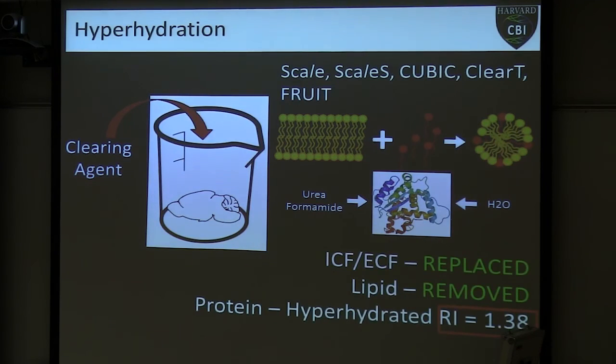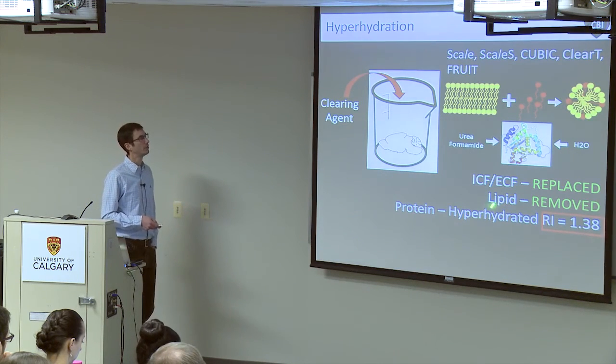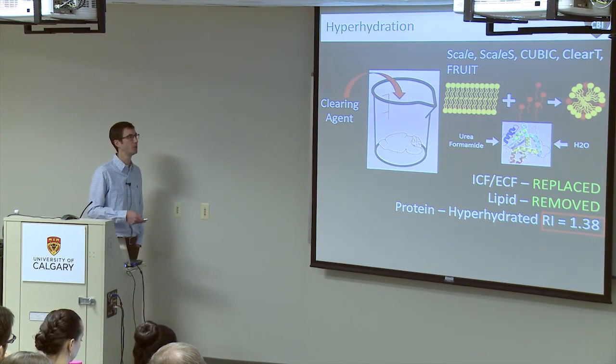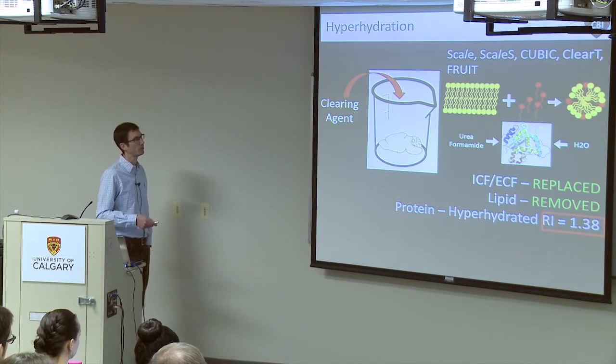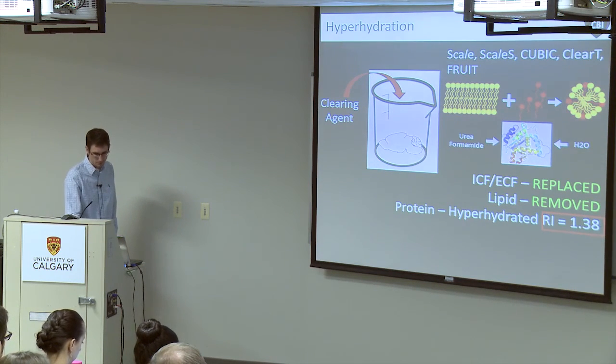So what you're doing here is replacing that intracellular and extracellular fluid and removing the lipid. And you're also hyperhydrating your sample. So you're trying to reduce the overall refractive index of what's been left behind. And this ends up coming down to about 1.38, which matches the refractive index of these solutions.